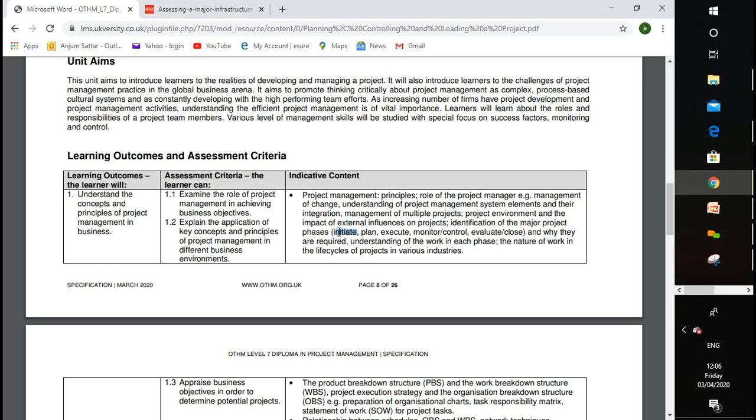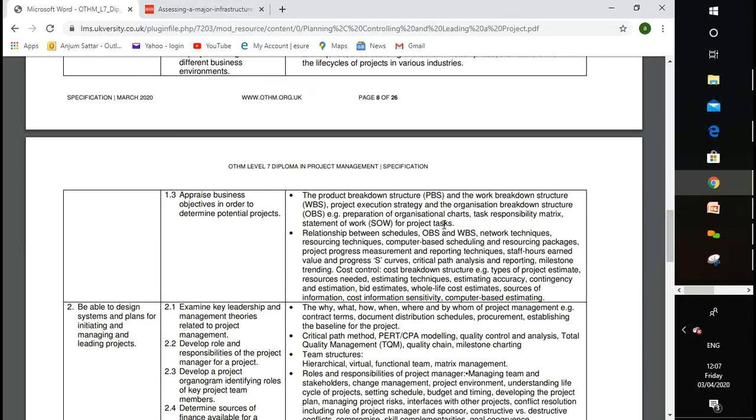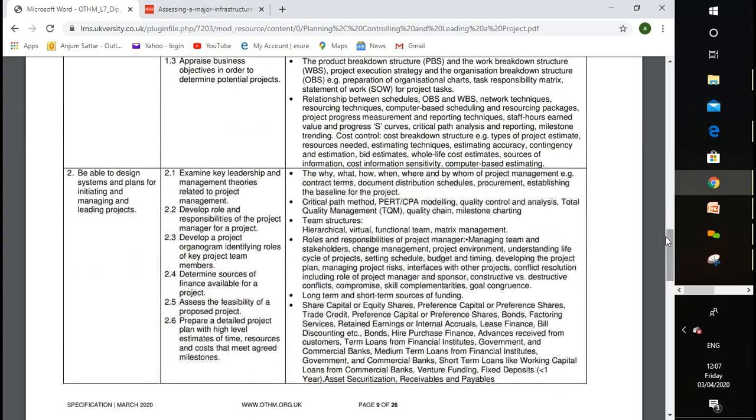We discussed the product life cycle. When the project finishes, the product life cycle starts, which has the introductory stage, growth stage, maturity, and decline. We discussed the product breakdown structure within a project technique, the work breakdown structure, and the organization breakdown structure. We discussed the statement of work. In the second lesson, we discussed the program evaluation review technique, critical path analysis, total quality management.